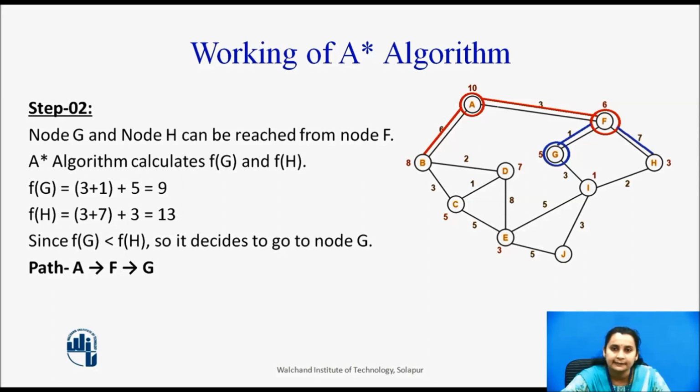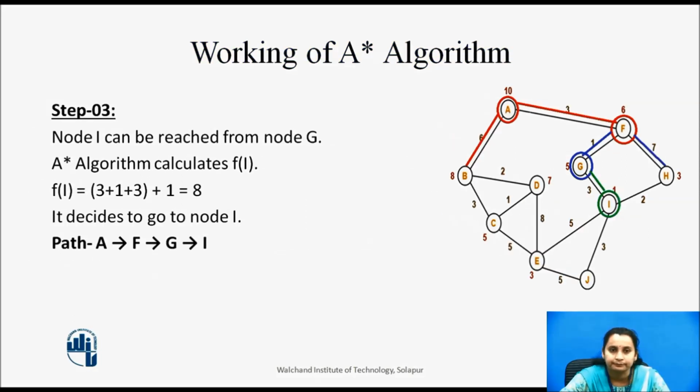Further, we are going to explore this F node. There are two neighbors, and as per calculation, f of G is equal to g of G plus h of G. g of G is A to F and F to G. A to F is 3 and F to G is 1, so we get 4 plus 5, that is 9. We can see 9 and 13, and 9 is minimum. So the node G is selected for further exploration.